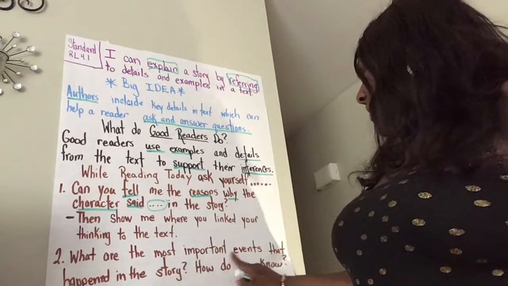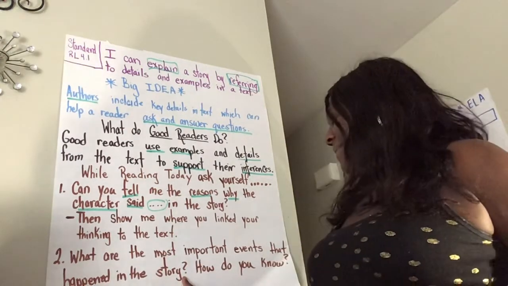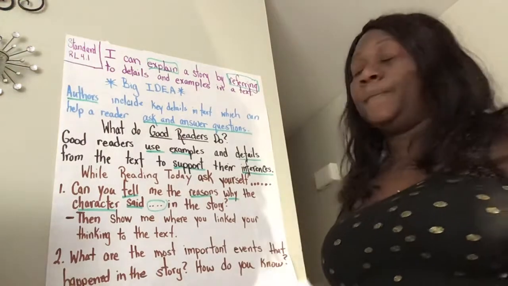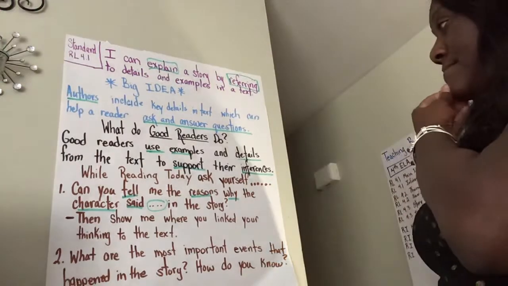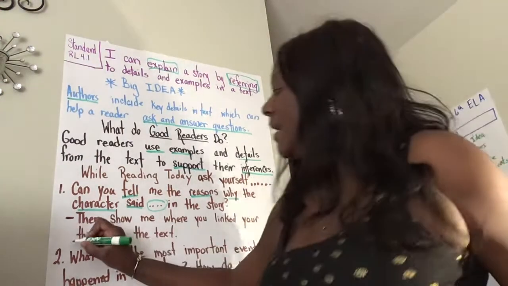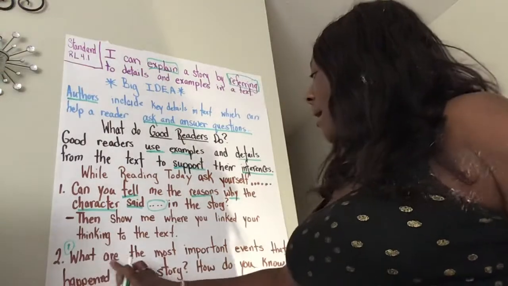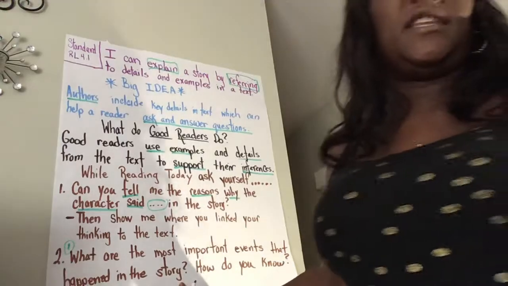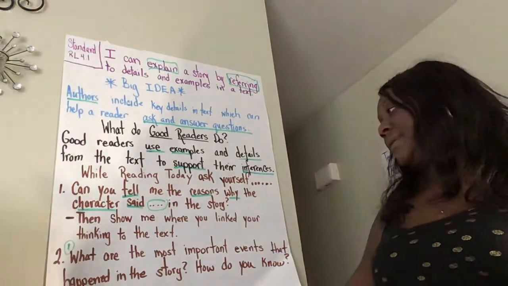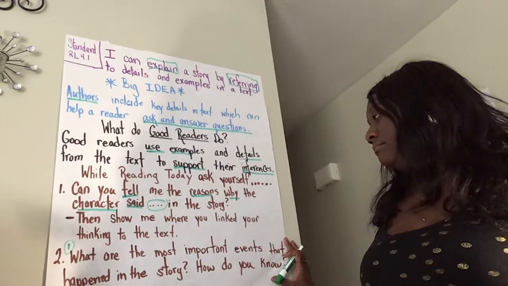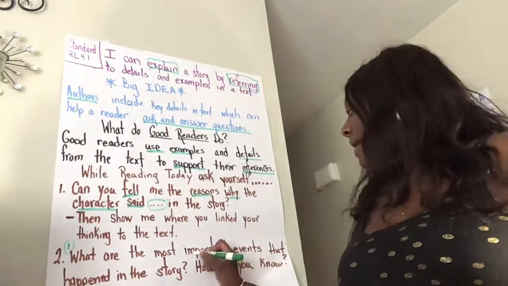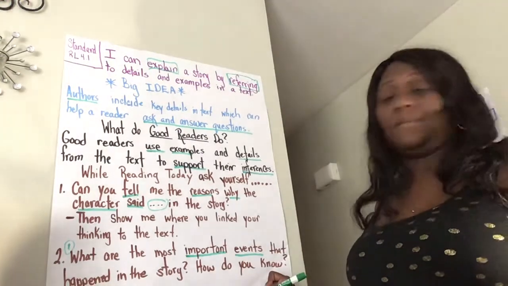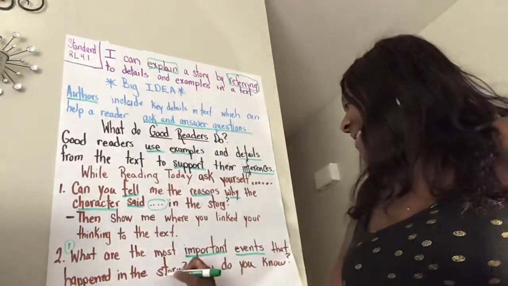what are the most important events that happen in the story? And how do you know? So this is giving us a two-part question again. They want us to know, firstly, what are they asking? What are the most important events that happen in the story? If I were to underline key words, what words would I underline? Yes, I would underline important events. From the what? Yes, from the story.